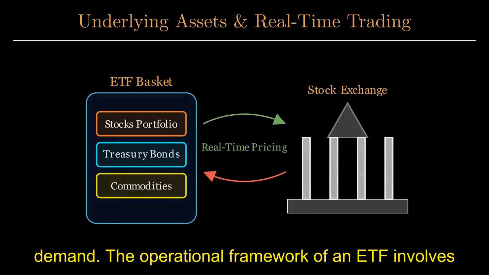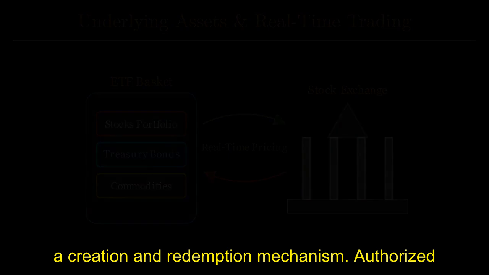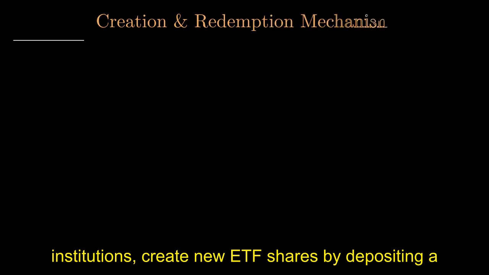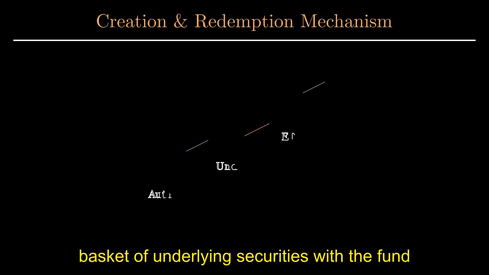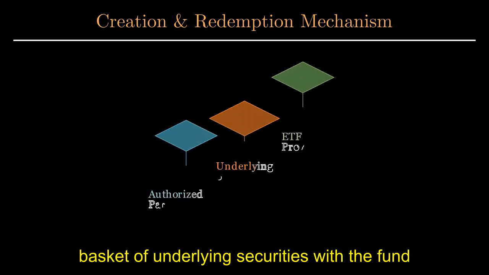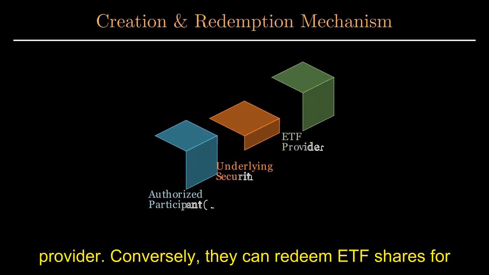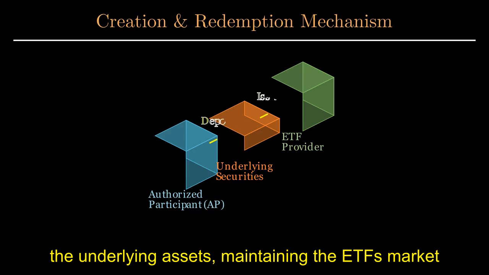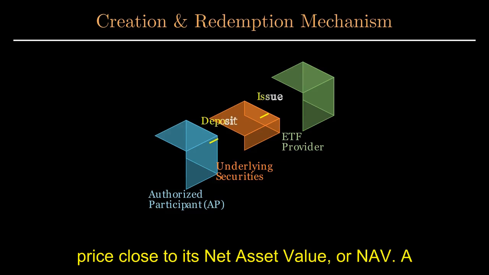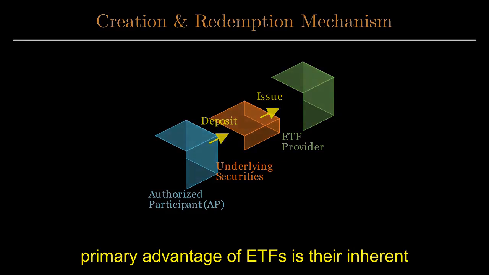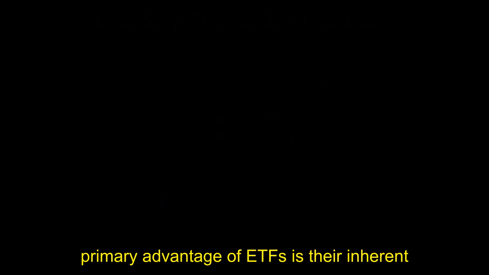The operational framework of an ETF involves a creation and redemption mechanism. Authorized participants, typically large financial institutions, create new ETF shares by depositing a basket of underlying securities with the fund provider. Conversely, they can redeem ETF shares for the underlying assets, maintaining the ETF's market price close to its net asset value, or NAV. A primary advantage of ETFs is their inherent diversification.